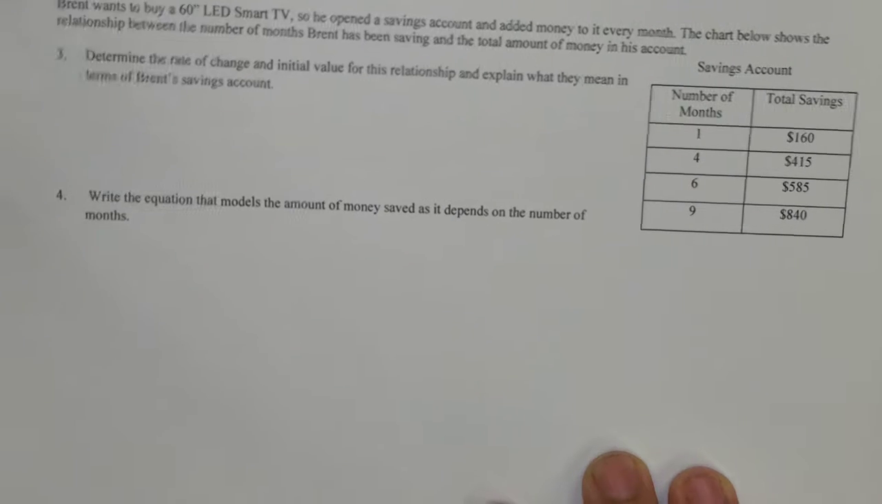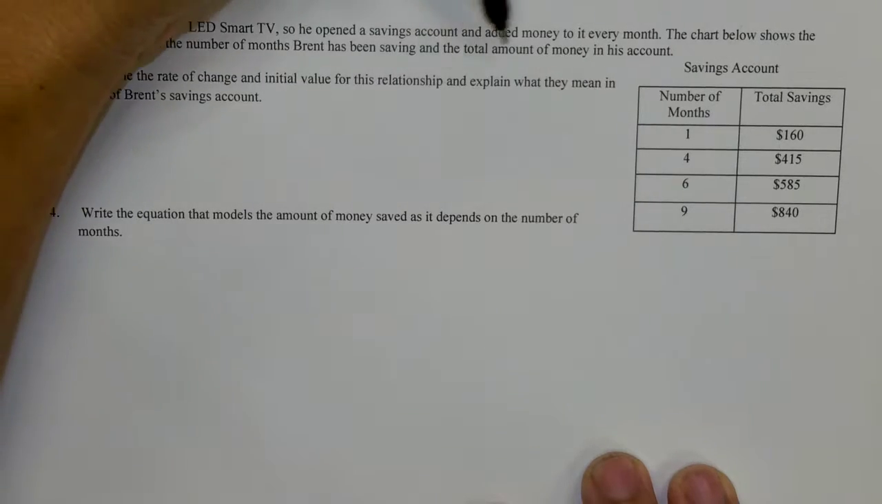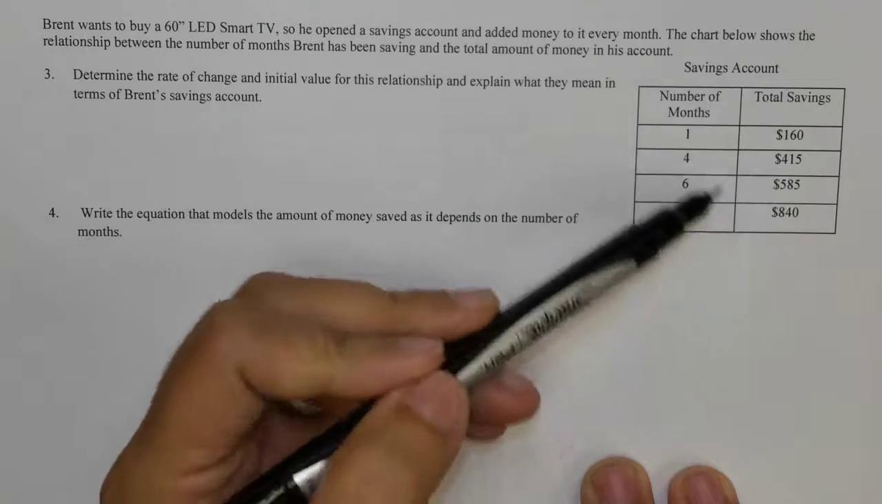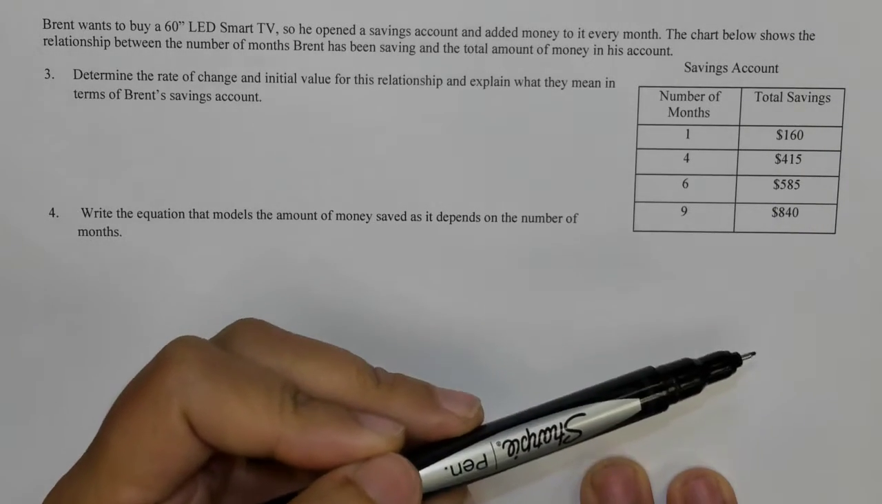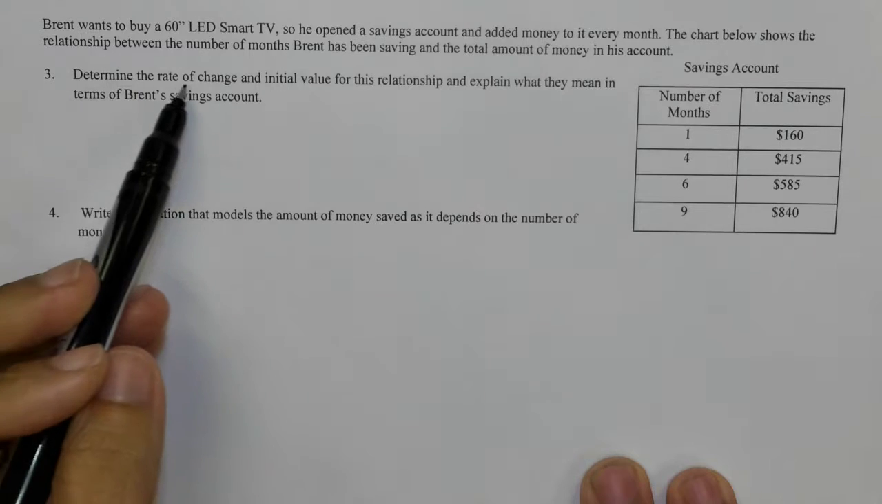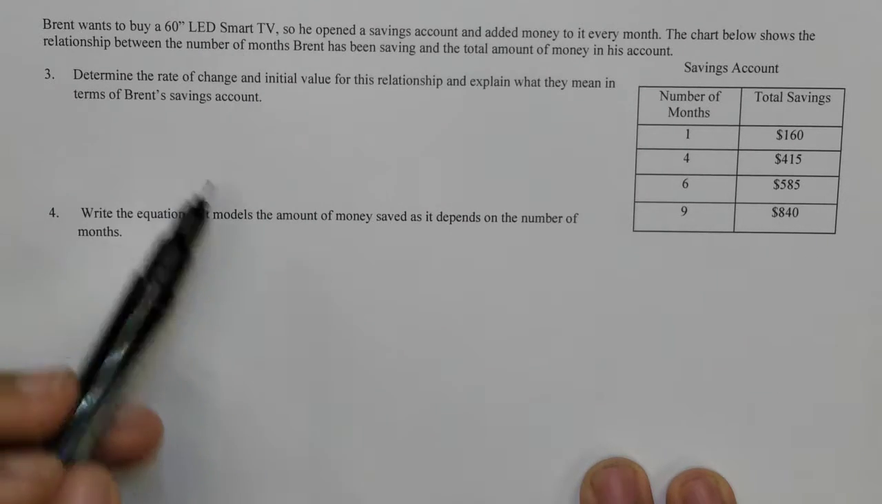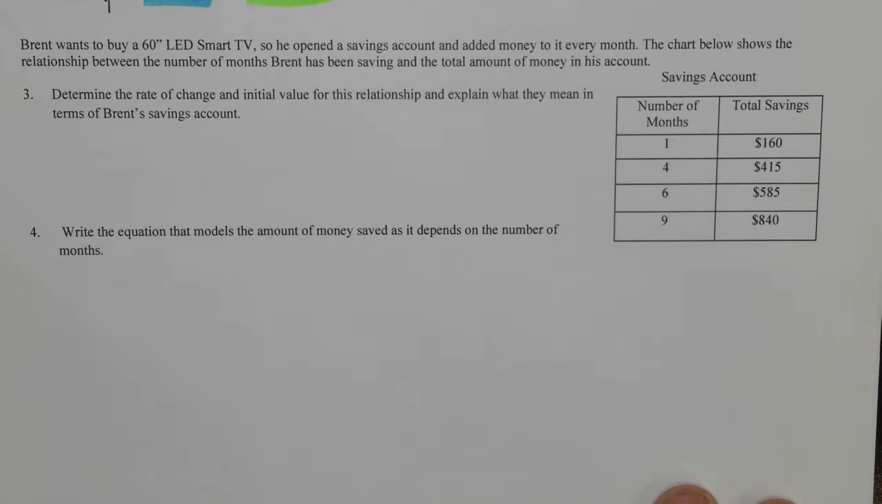All right, so Brent wants to buy a 60-inch TV. So he opens a savings account and he starts putting money in there every month. So here's his table of values. Here's his chart of him putting in money so that he can save up for that TV. Determine the rate of change and initial value for this relationship and explain what it means in terms of Brent's savings account.